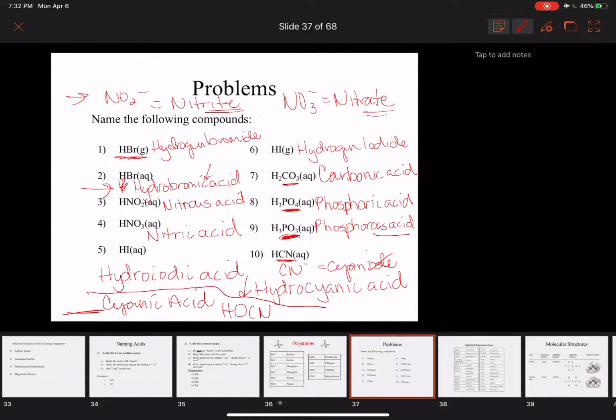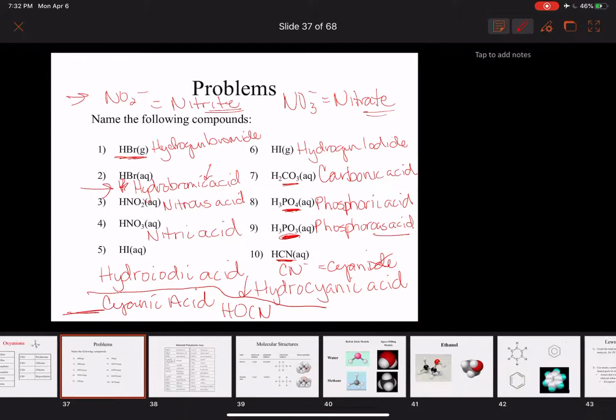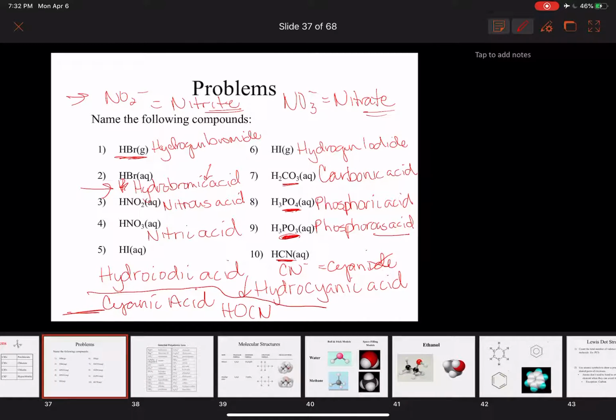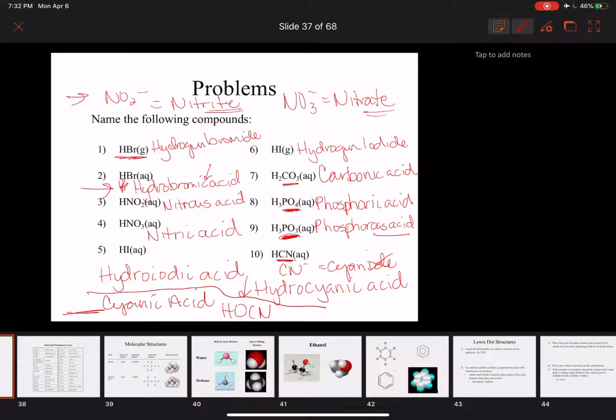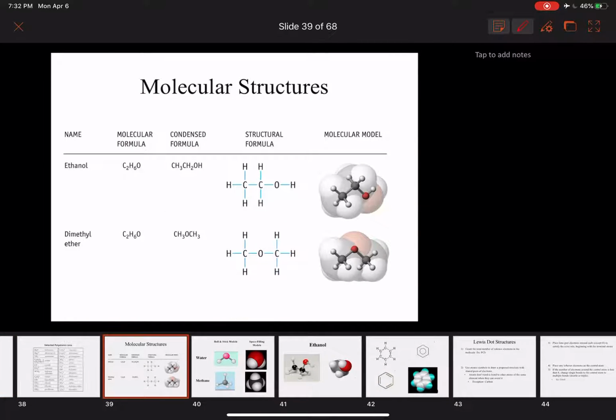Okay, so that is the acid lesson. And the next thing we have on the list is molecular structures. So I'm going to talk about molecular structures and Lewis structures in the next lecture. So stay tuned.